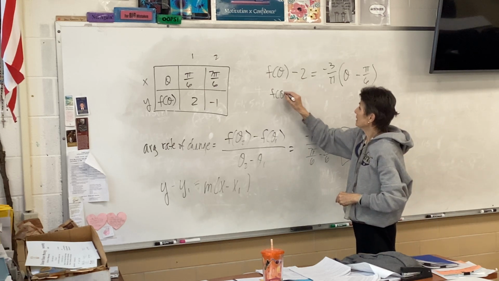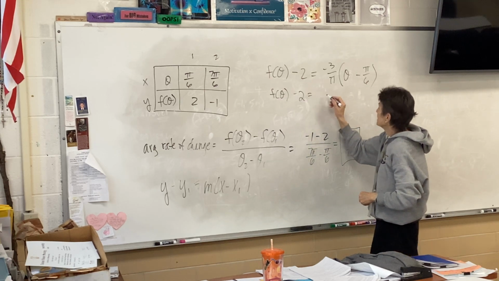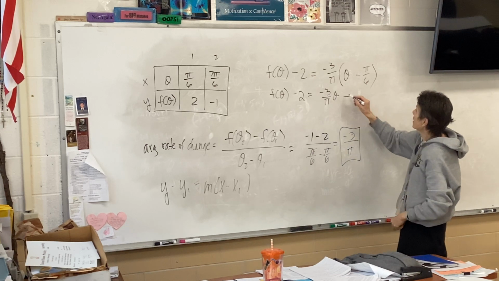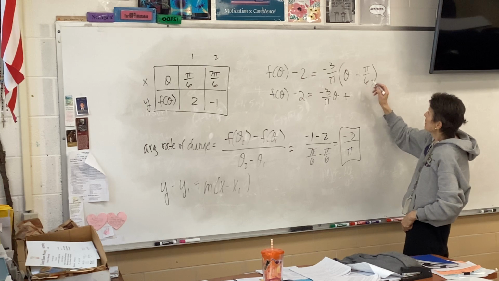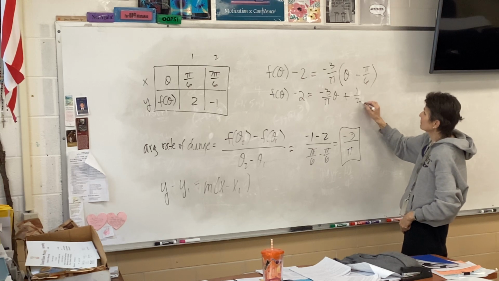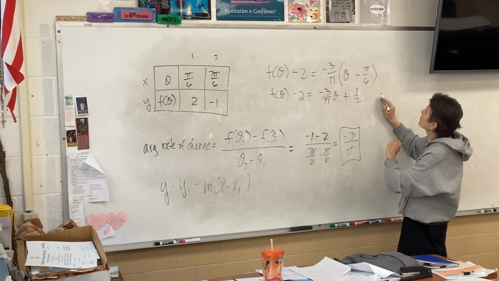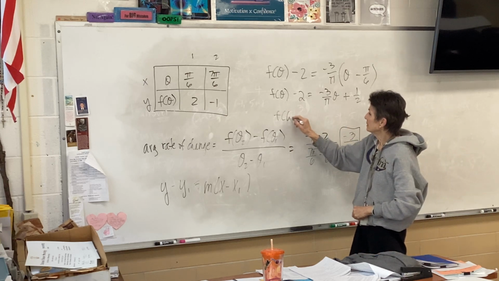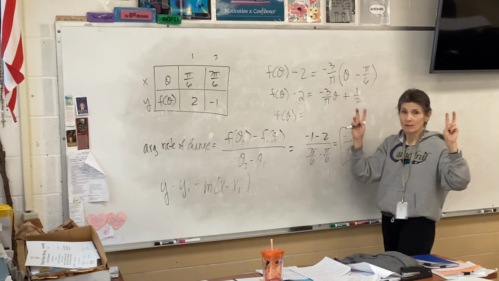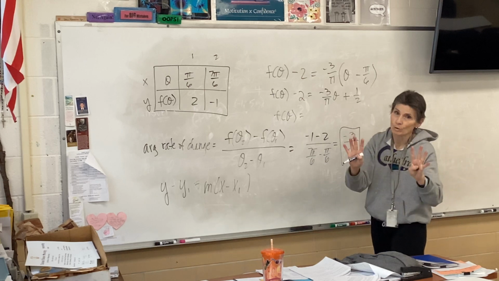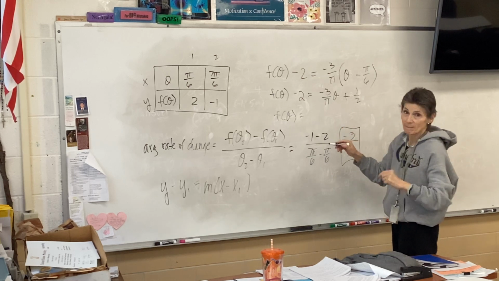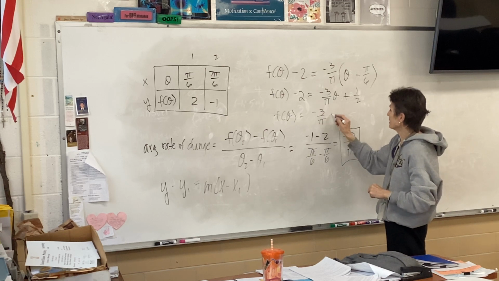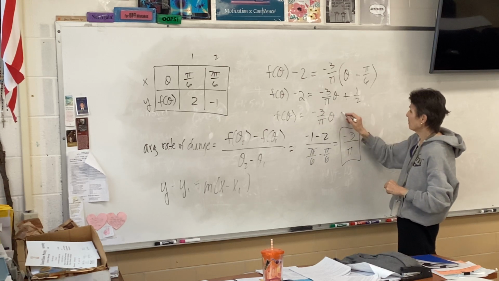So f of theta minus 2 equals negative 3 over pi theta plus, what is that, 1/2? Did I do that right? Okay, now let's move the 2 over. So we have our equation in slope intercept form. Of course it's not, but you know what I mean. Get my f of theta by itself. So negative 3 over pi theta plus 5/2.